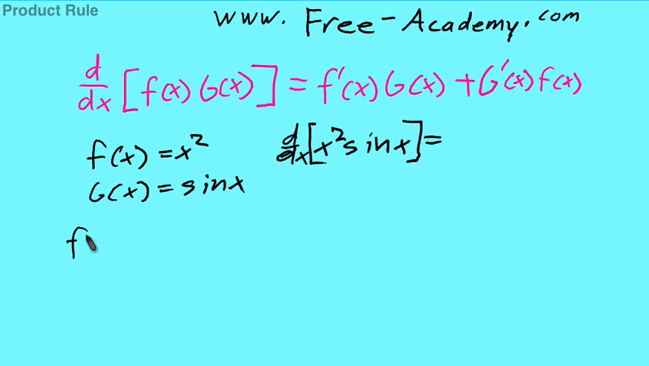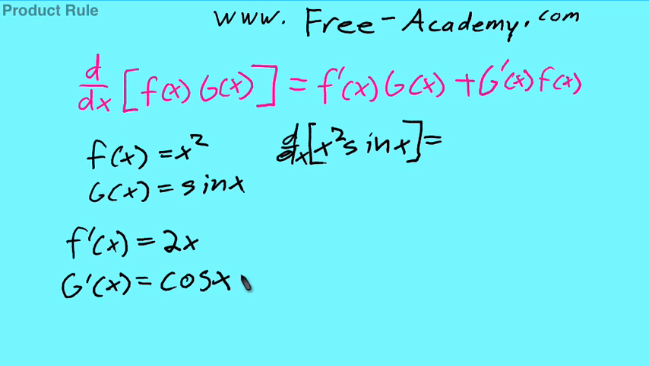First, you find the derivative of f of x, which is going to be 2x. And then you find the derivative of g of x. And the derivative of sine of x is cosine of x. So we have f of x, g of x, f prime of x, and g prime of x. So now we just stick these into their part of the equation.